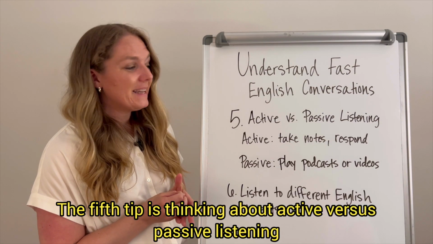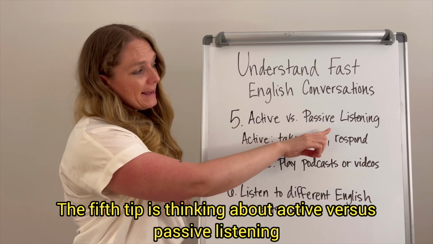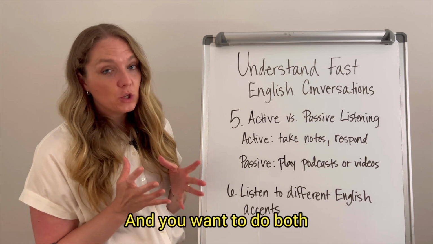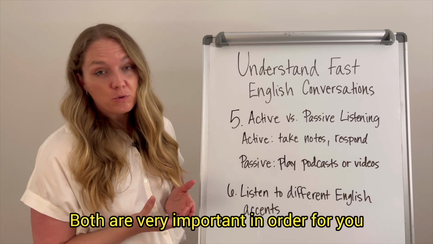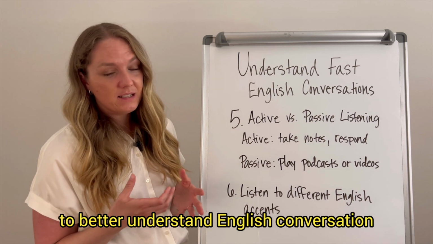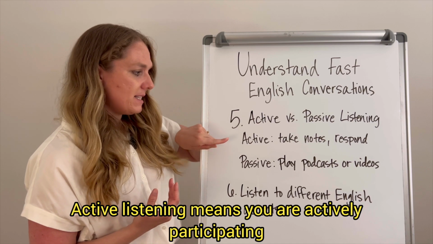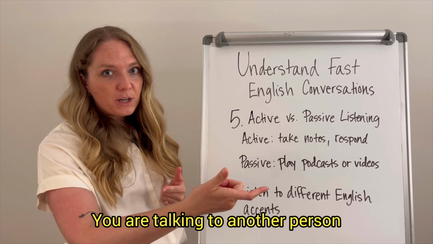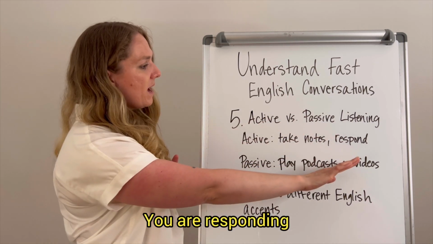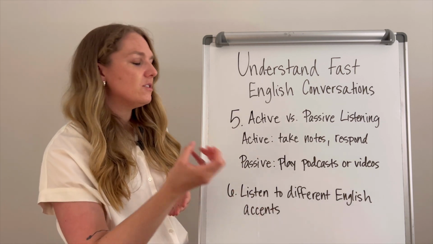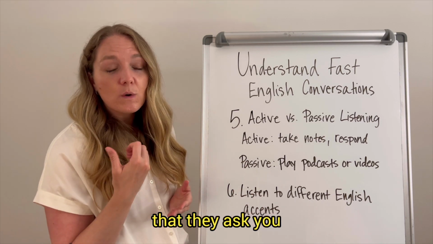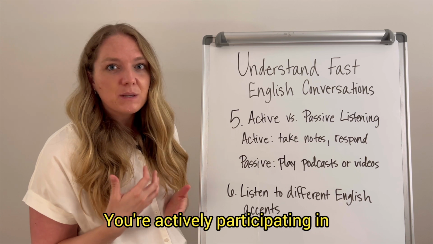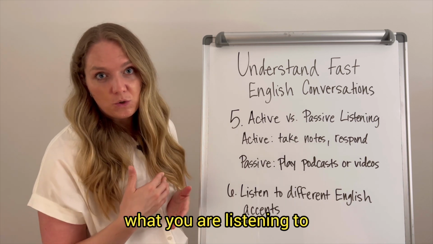The fifth tip is thinking about active versus passive listening. Active versus passive listening. And you want to do both. Both are very important in order for you to better understand English conversations. Active listening means you are actively participating in the conversation. You are talking to another person, you are taking notes, you are responding, you're asking questions, you're answering questions that they ask you. You're actively participating in the conversation that's happening. You're actively participating in what you are listening to.